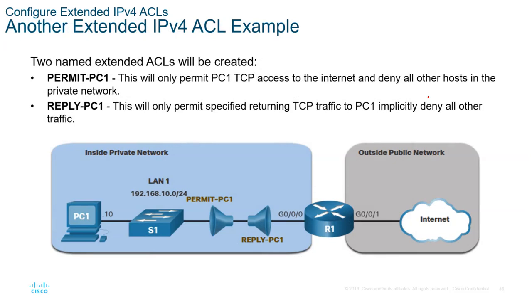So two named extended access control lists will be created in this. This is another extended IPv4 example. So we have permit one, then reply one. Still, we expect the established. Permit one will only permit PC1 TCP access to the internet and deny all other hosts in the private network. So it's only this computer that will be able to access TCP on the internet and get the reply. Reply only permits the returning traffic. The rest won't be able to.